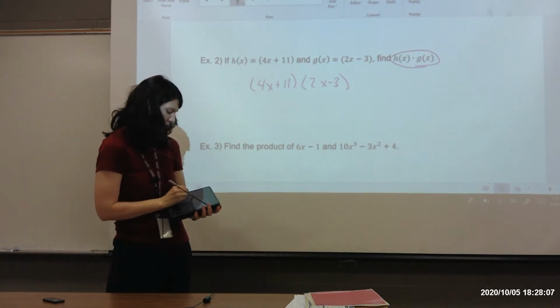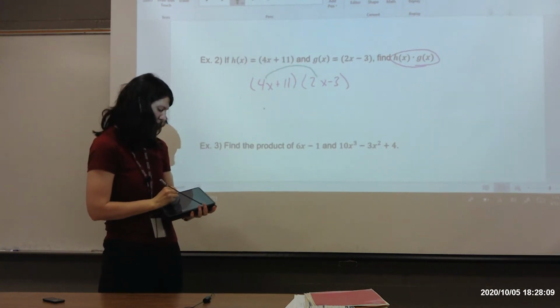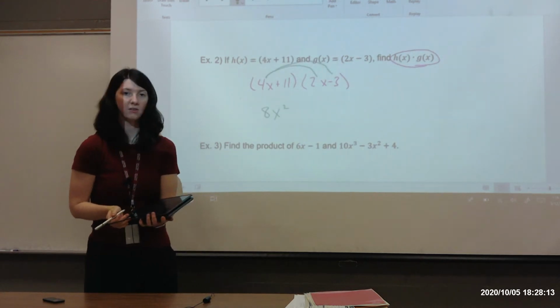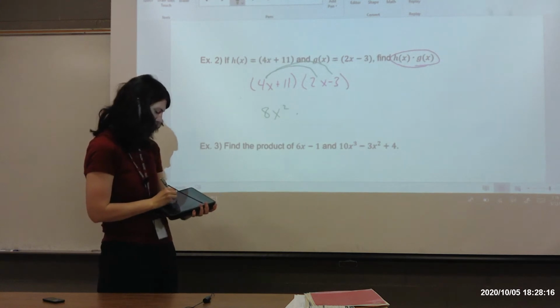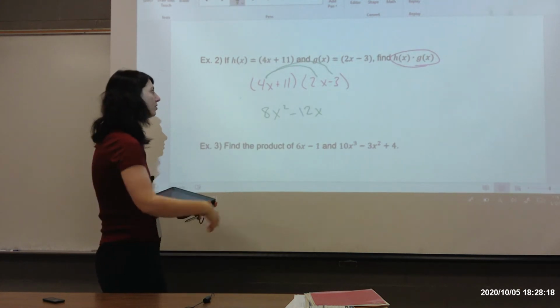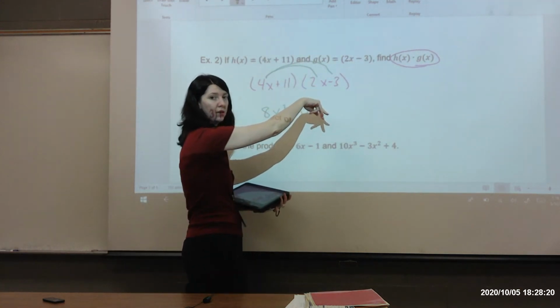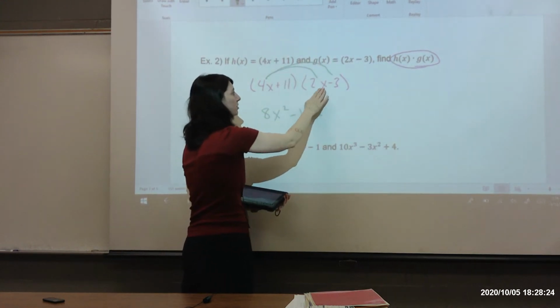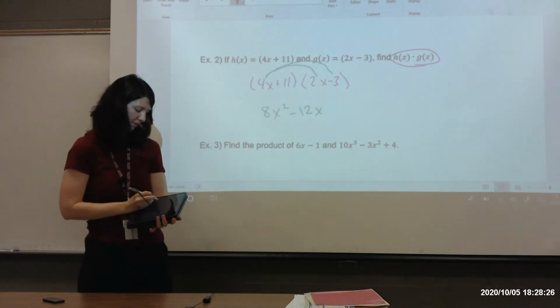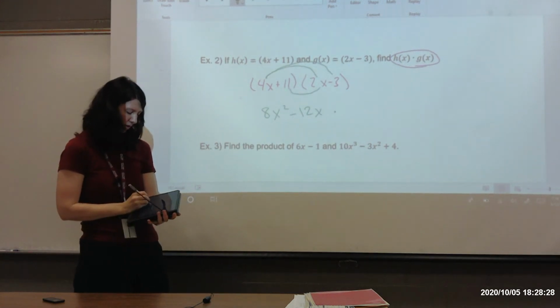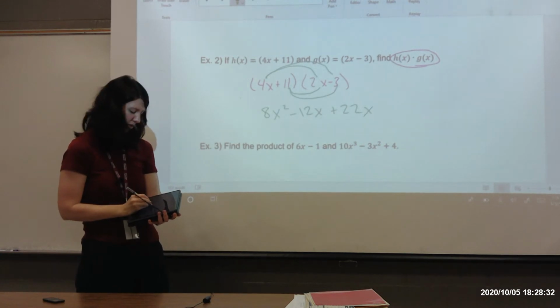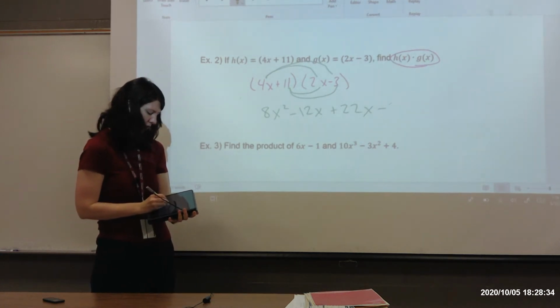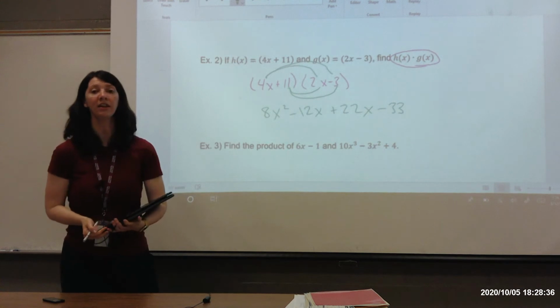So 4x is going to be multiplied to 2x, and that gives me 8x squared. And then 4x is going to be multiplied to negative 3, which is negative 12x. All right, so 4x was multiplied to both in the second set of parentheses. Now it's 11's turn. 11 needs to multiply to both in the second set of parentheses. So 11 times 2x is 22x. And 11 times negative 3, which is negative 33. Now, do you see any like terms?